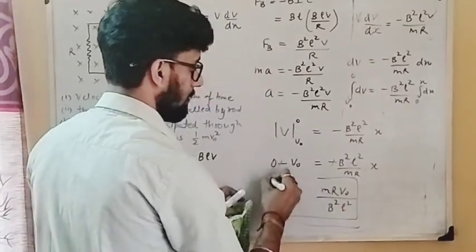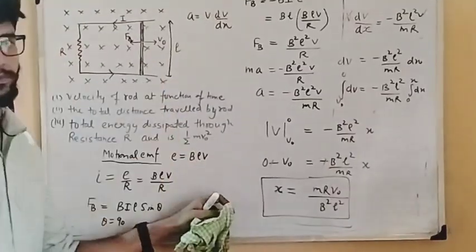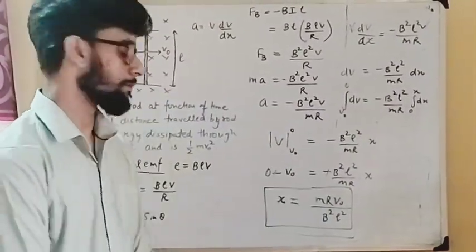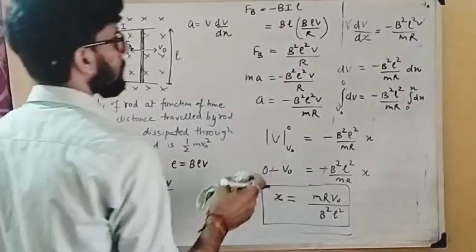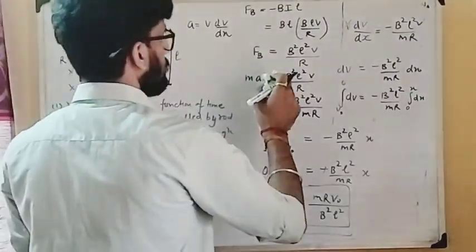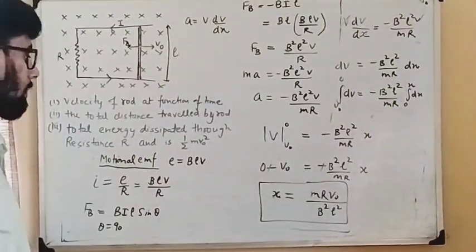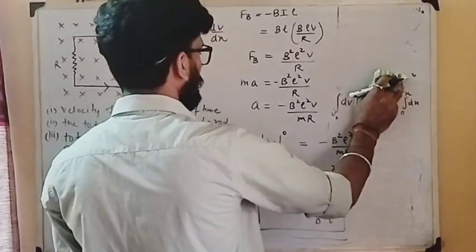That will be your distance traveled before the rod stops. And that's your second part of the problem. Now, the next part is to find the total energy dissipated through the resistance R, and we have to prove that it is equal to half m v naught square.